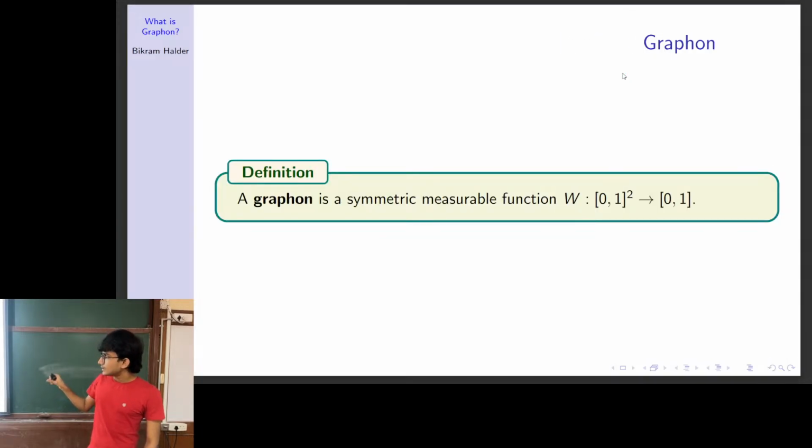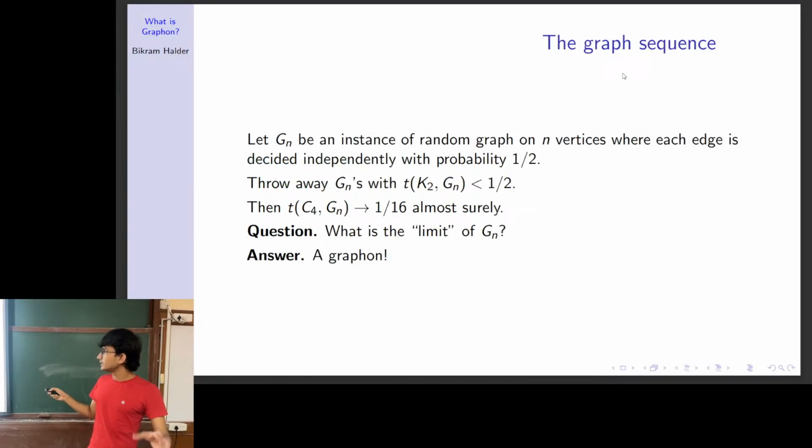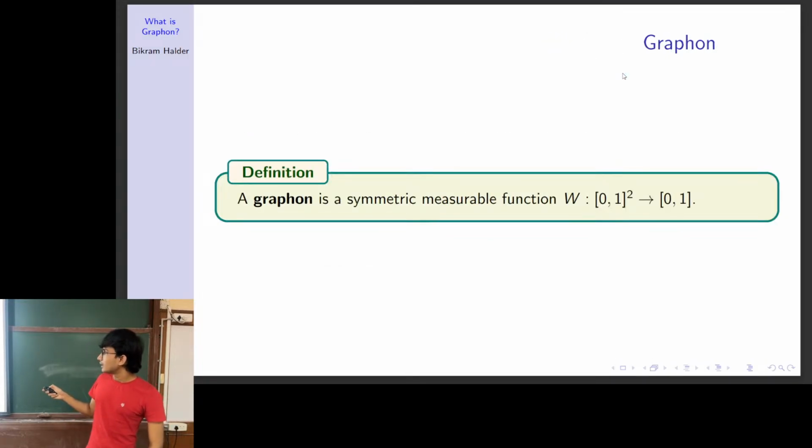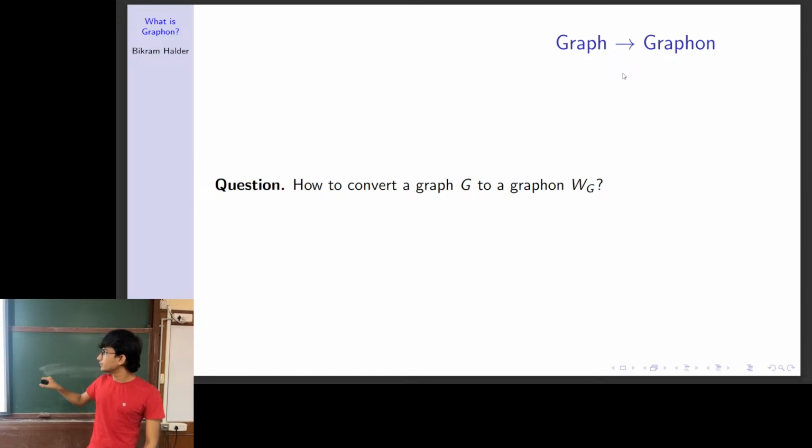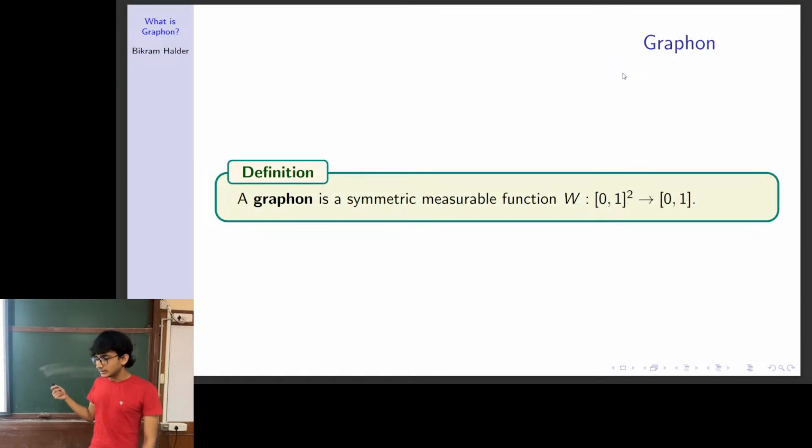Now, this is just a function on a [0,1] square, but our graph is a very discrete thing. How to compare these two things, a discrete graph and a graphon? How to convert a graph to a graphon? How to deal with the question?